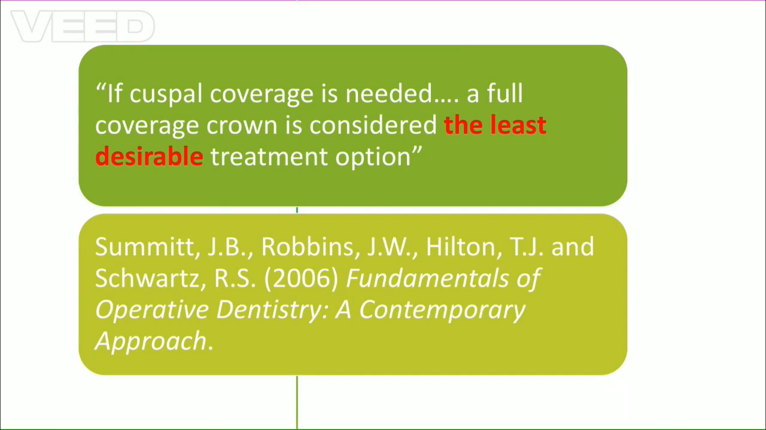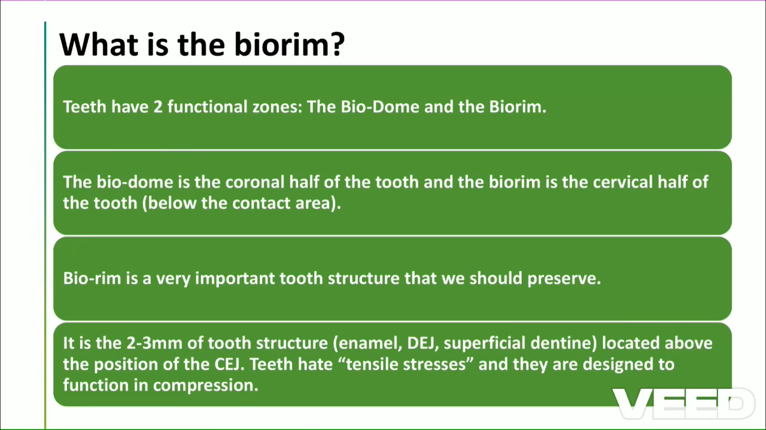According to Summit, if a cuspal coverage is needed, a full coverage crown is considered the least desirable treatment option. So, in biomimetic dentistry, we are trying to give restorations using the other tooth as a guide. The contralateral tooth we can take as a guide, and we can plan the restoration in such a way. Certain concepts about biomimetic dentistry are the biorim, the biodome, etc.